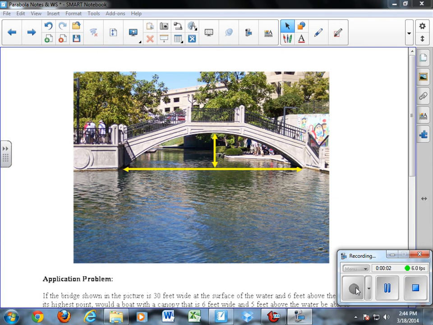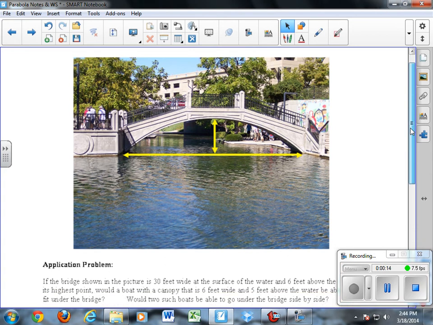The problem we're going to be looking at in this video is the problem on the back of the Parabola worksheet involving the bridge. This is a bridge over the downtown canal. I took a picture of the bridge. I made up the dimensions, but I hope they'll be reasonable.